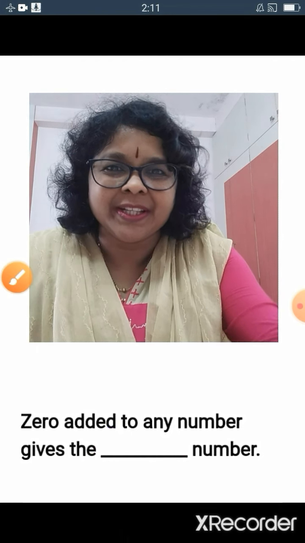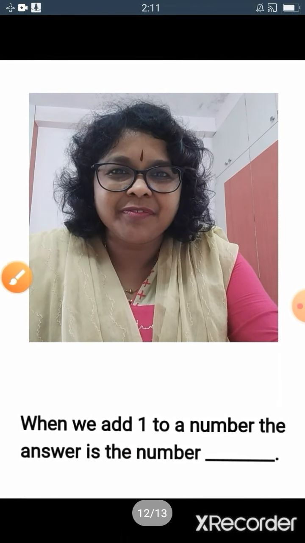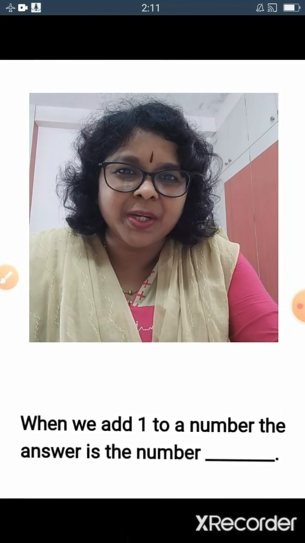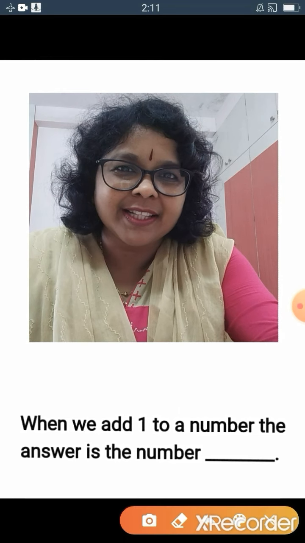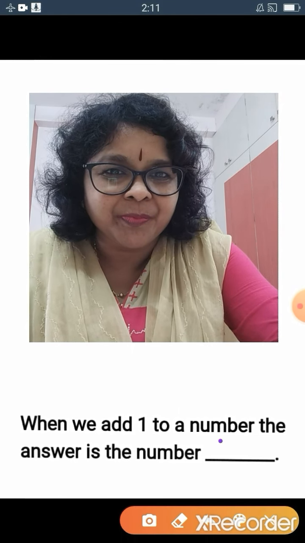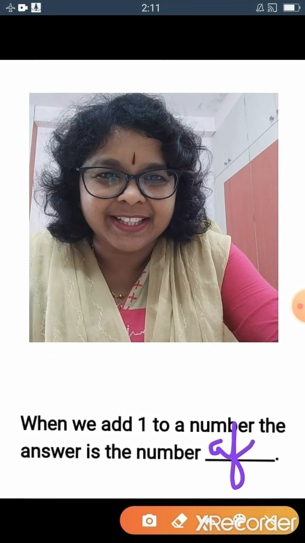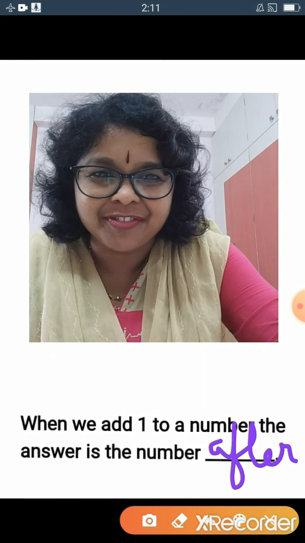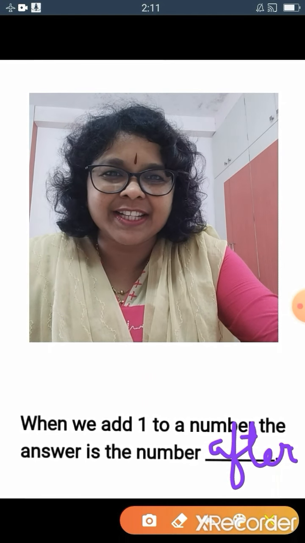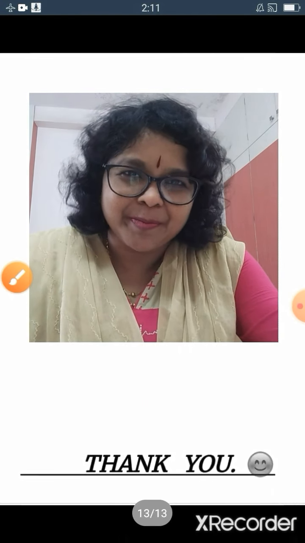Very good. Then the third addition fact which we have studied is when we add 1 to a number, the answer is the number after or before. Yes, we get the number after. So these are the 3 addition facts, children, which you have to remember.